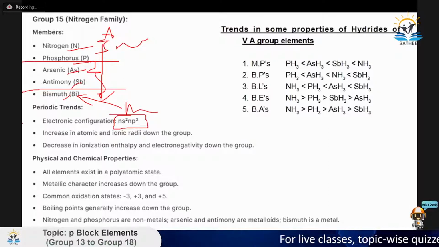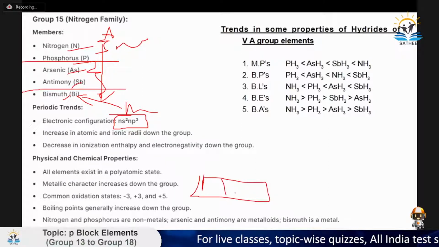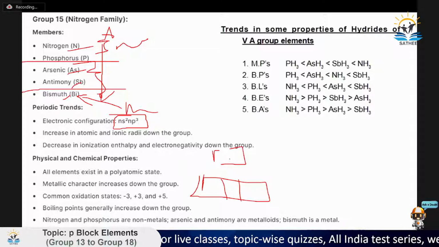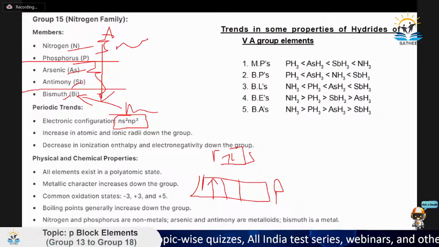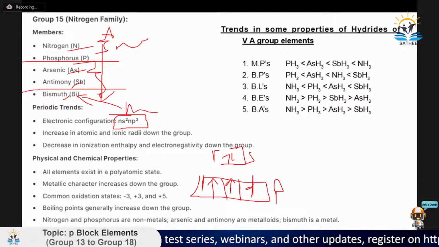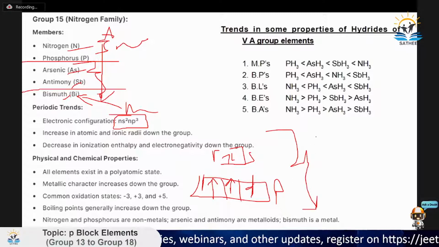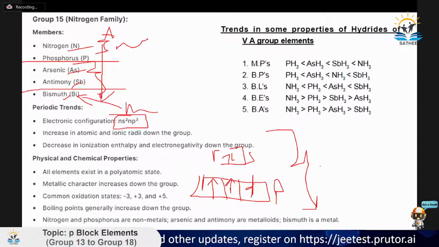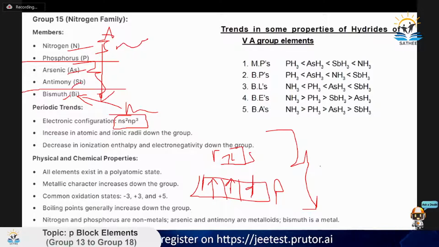Now look at this structure, my friends. You have ns2, which is completely filled. If you see this, this is your s orbital, this is your p orbital. The s orbital is completely filled, and if you look at the p orbitals properly, you will notice that they are half filled. This makes group 15 more stable compared to group 14 and group 13, and similarly group 16 and 17, because it is more stable compared to them.